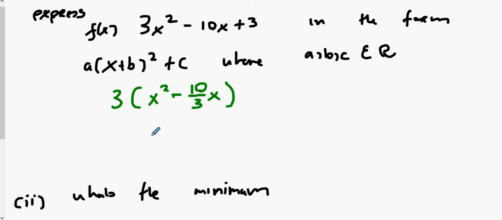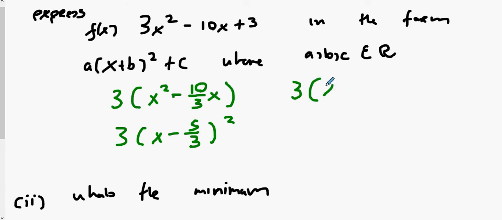Alright, so we have to half it. So what's half of 10 over 3? Or 5 over 3? Whichever one you want. You just do 10 over 3 divided by 2. Okay. We're going to square this out. What happens when we square it out? We have 3 times x squared. Double 5 over 3 and you get x. Yeah, that's no bother.